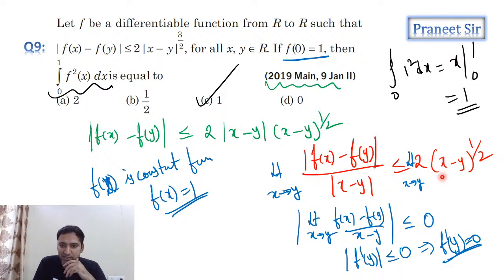If you apply x equals y here, 0. F dash y less than or equal to 0, but mod f dash y will never be negative, so it will be 0. The only possibility we have is f dash y equals 0. If you equate f dash y to 0, f of y is constant, f of x is constant. That means f of x should be equal to 1. Why? Because f of 0 is 1, so everywhere it has to be 1. If you substitute f of x equals 1 here, integral 0 to 1 of 1 dx, which is 1 only. So the answer we're getting is 1. Guys, clear na?